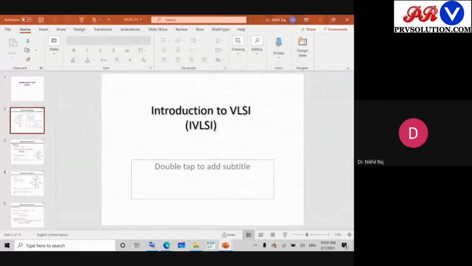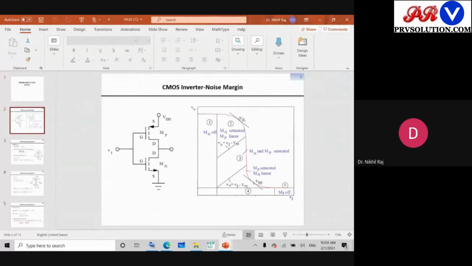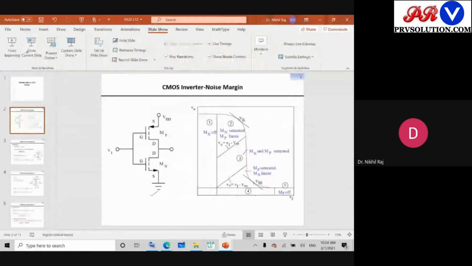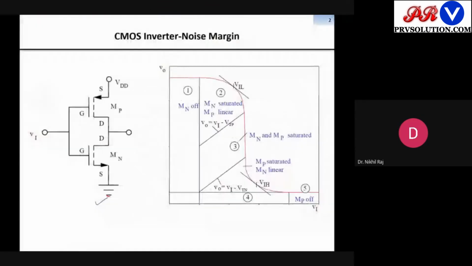Today we are continuing with the calculation of noise margin, that is VOH, VOL, VIL and VIH. Today we'll see how to do the calculation for the VIH. Already we know this is the inverter schematic, and this was your VTC curve, the voltage transfer characteristic curve.